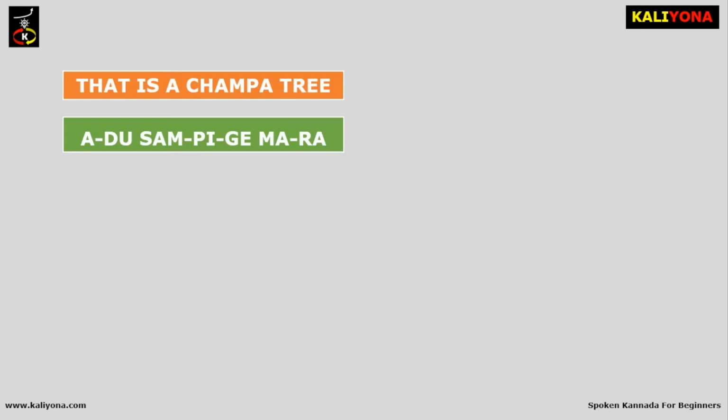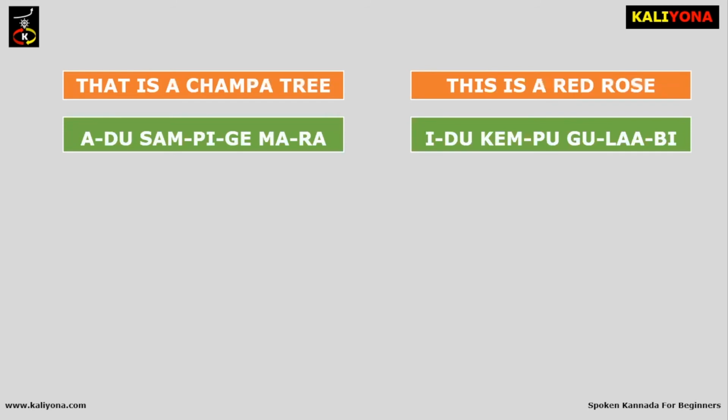Now let us see how to use these in sentences. That is a champa tree. ಅದು ಸಂಪಿಗೆ ಮರ. This is a red rose. ಇದು ಕೆಂಪು ಗುಲಾಬಿ.